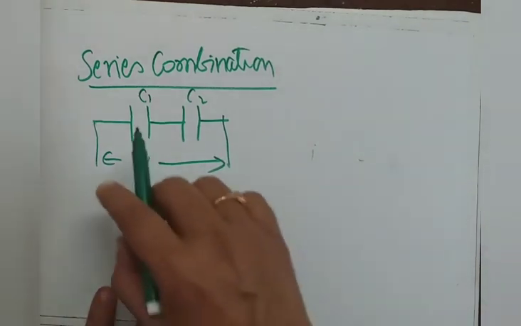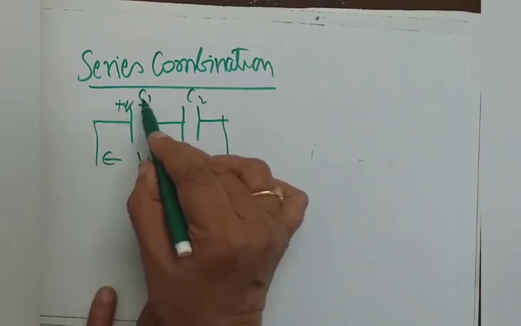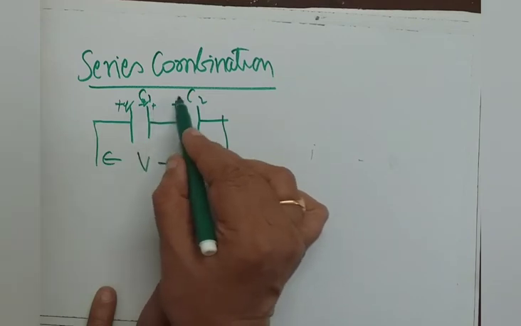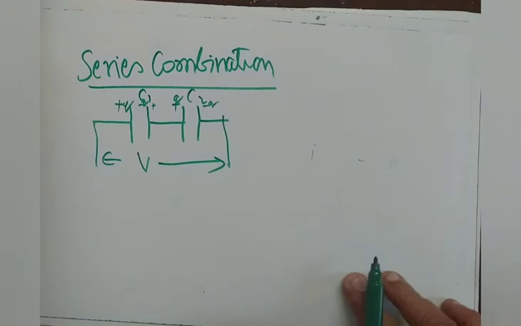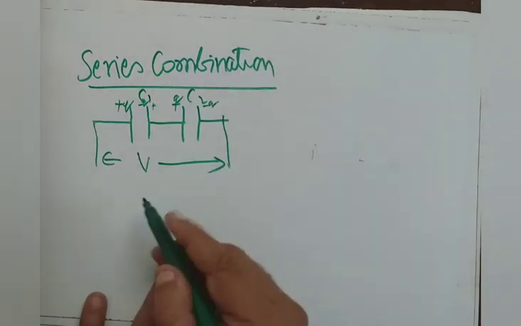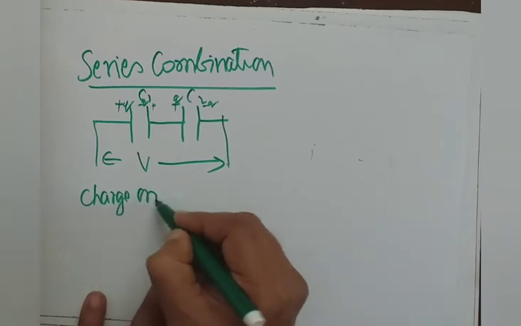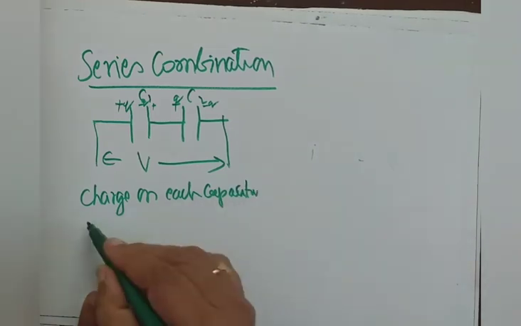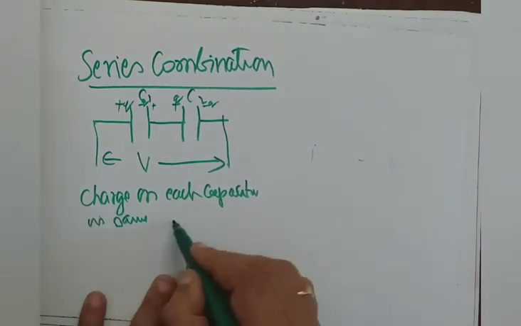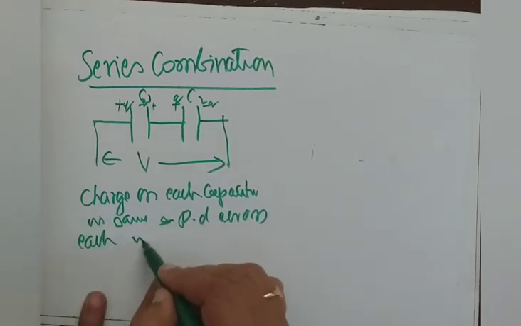But observe, they are connected end to end. The charge on C1 is plus Q, minus Q, and the plus Q is transferred here and minus Q here, like that. That means the charge on the capacitor remains the same. As the charge remains the same, the potential difference is different. Therefore, in series combination, the charge on each capacitor is the same and the potential difference across each is different.